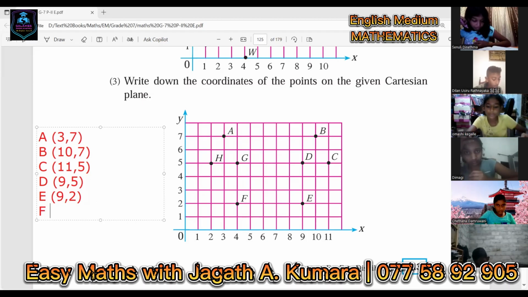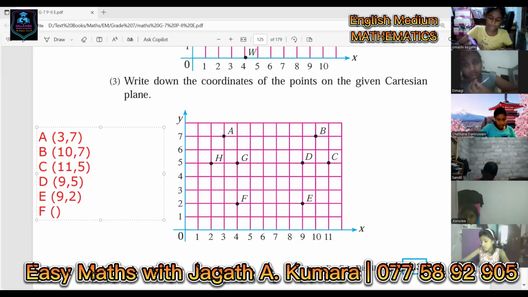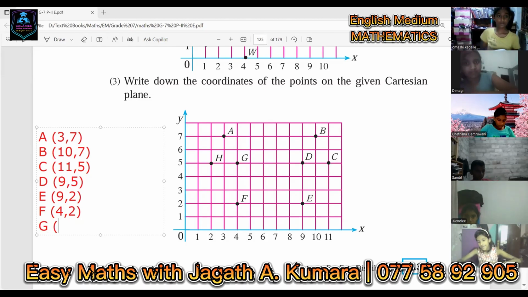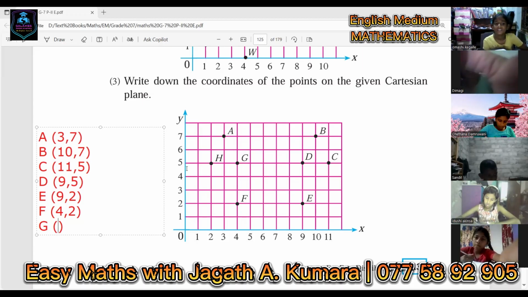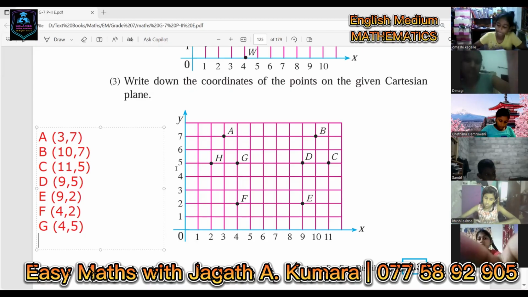Right. Next one, F. Give the answer for this one. Idushi. 4, 2. Sorry. 4 comma 2. X coordinate 4, y coordinate 2. So the answer is 4 comma 2. Then next one, G. Coordinates of G. Kenoli, can you give the answer? 4, 5. X coordinate 4, y coordinate 5. 4 comma 5.